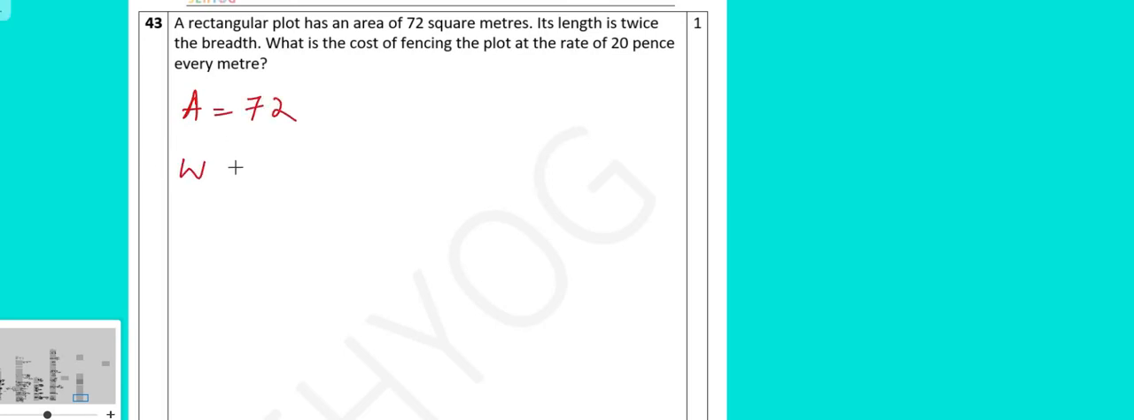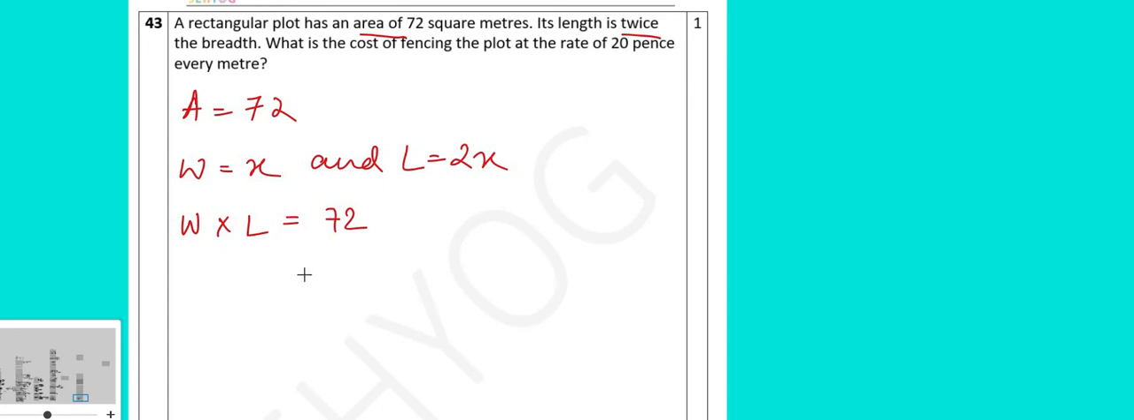The width, we can take the width as x, and length here can be 2x, as it has been said that the length is twice the breadth. So that is the reason why it is 2x. So therefore W multiplied by L gives us 72, because the plot has an area. So the area of it is 72. So the formula of area is length into breadth.